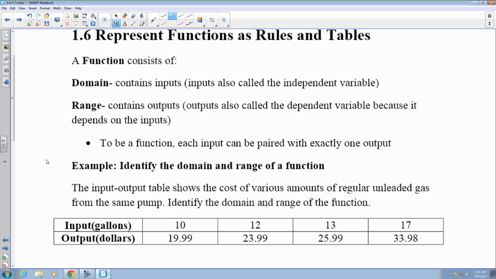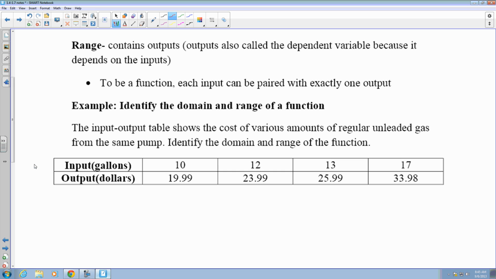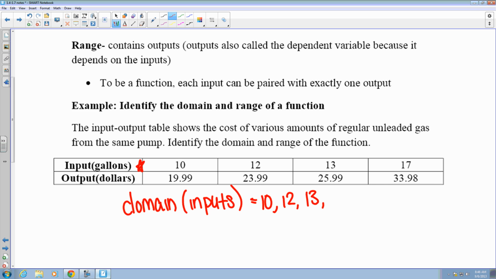So first, let's learn how to identify the domain and the range of a function. This table below shows the input-output table and the costs of various amounts of regular unleaded gas from the same pump. Obviously the cost depends on how many gallons of gas you buy. So it tells us what the input and output is, so we can then identify what the domain and range is. The domain is the input. So that's obviously the top row. So our domain is 10, 12, 13, and 17.